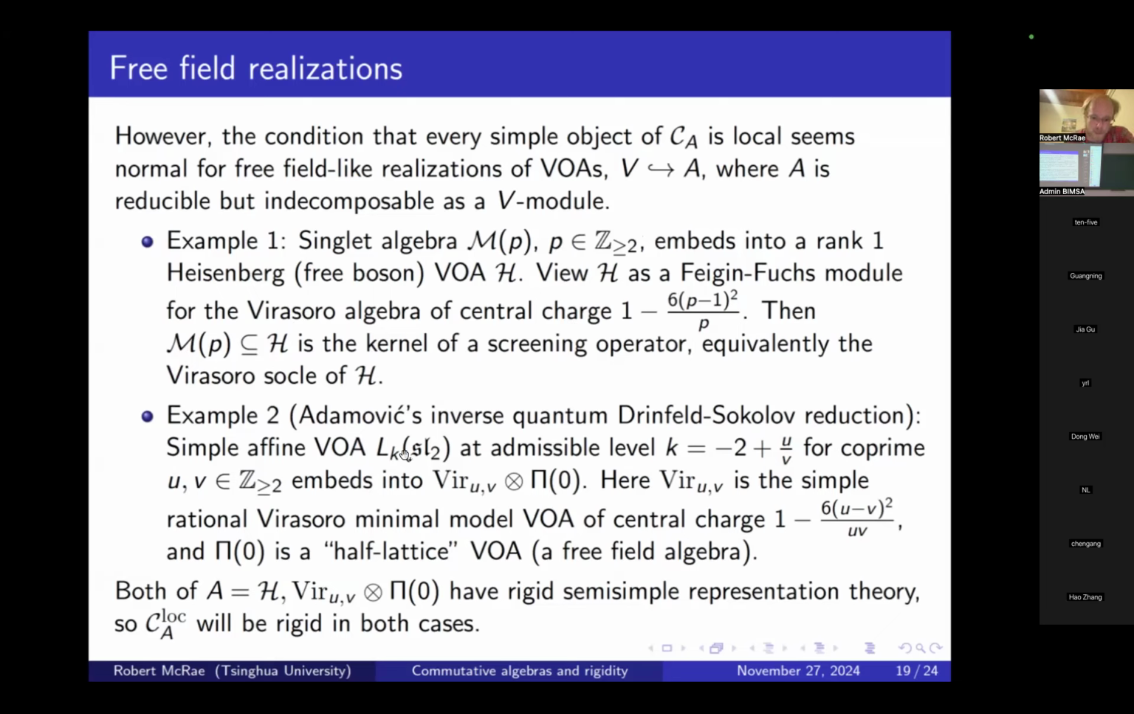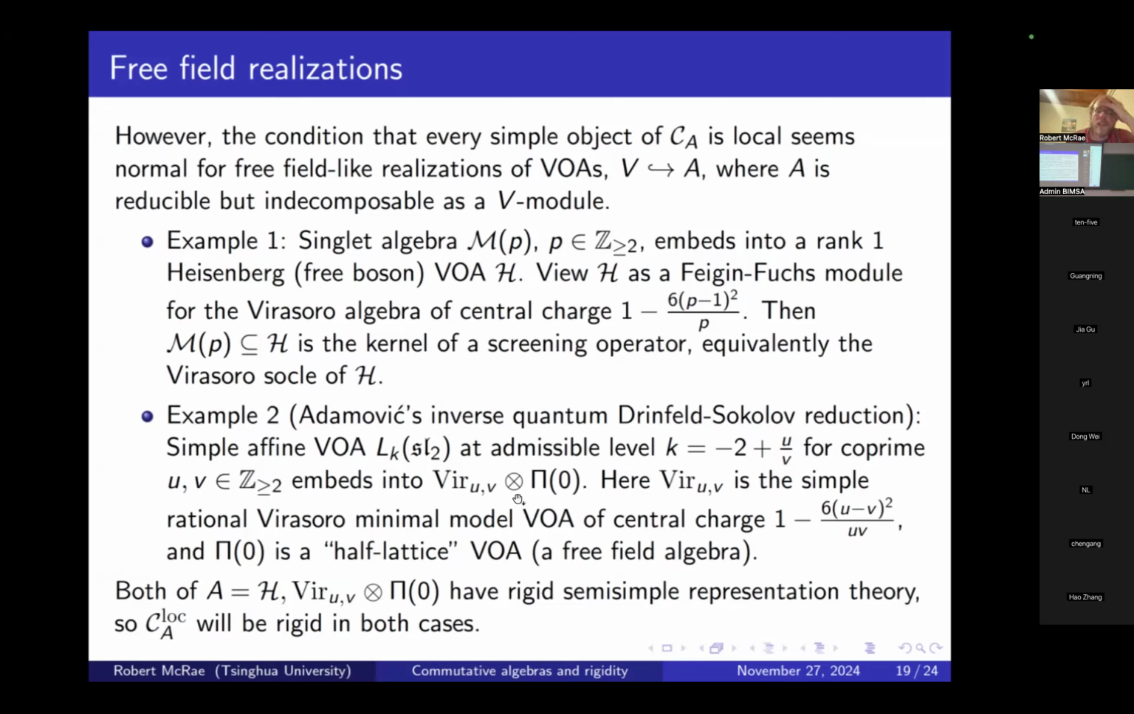Another example, which I want to talk about at the end of my talk, is the affine VOA of SL2 at fractional levels, positive rational fractional levels. They're called admissible levels. This simple affine VOA, which is not rational, embeds into the tensor product of a rational Virasoro VOA with some kind of free field type of algebra, which in this case is what's called a half-lattice VOA.